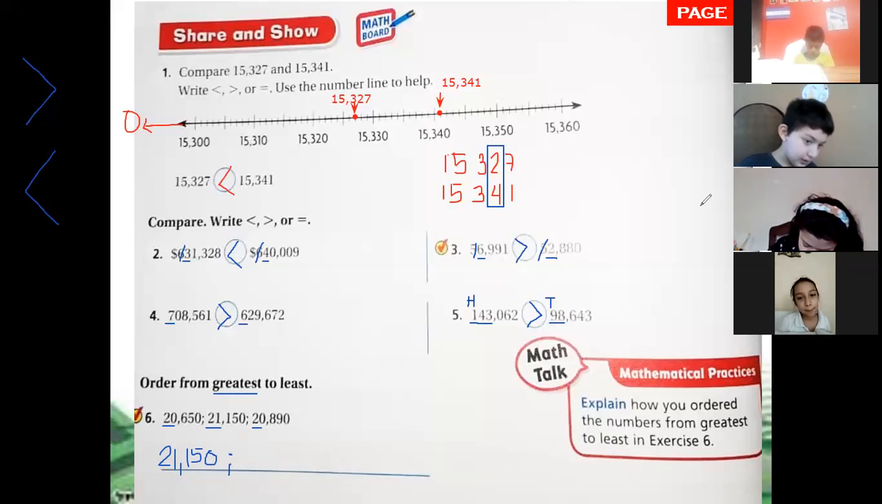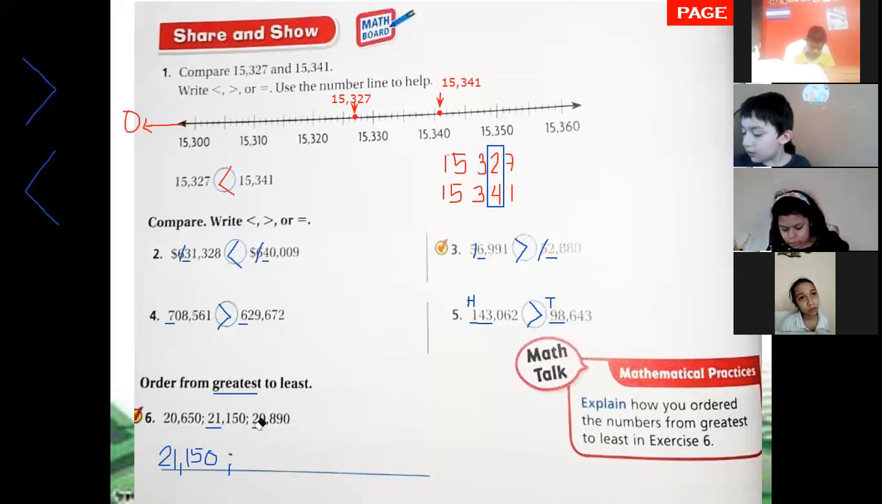Now, the next one. We know that the first two digits are 20 and 20. They are equal. So we have to compare the third digit. The third digit, this is a 6 and this is an 8. What is the greatest? 6 or 8? 8. So the next number is 20,000.